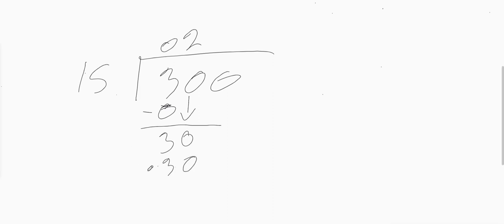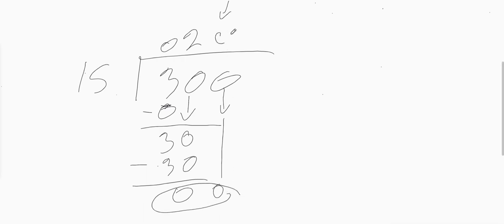15 goes into 3 0 times. I'm going to bring down your 0. 15 goes into 30 2 times. But this is the key factor here. Even though you have 0 here, doesn't mean your problem is over, because you still have another number. So how many times does 15 go into 0? Because you still have to bring down this 0. 15 goes into 0 times. So 20 times 15 is 300.